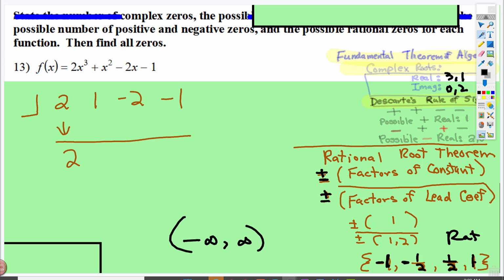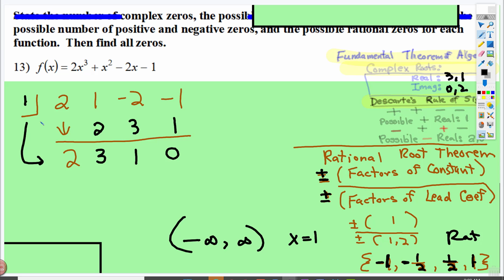All right, so let's see. There is a possibility of 1 positive. I always like to start with positive 1 just because. So we're going to multiply, remember? So 1 times 2 is 2. Then add the columns. Add to 3. 1 times 3 is 3. When you add 3 to negative 2, you get positive 1. 1 times positive 1 is 1. When you add 1 and its opposite, you zero out. Ta-da! 1 is a root.